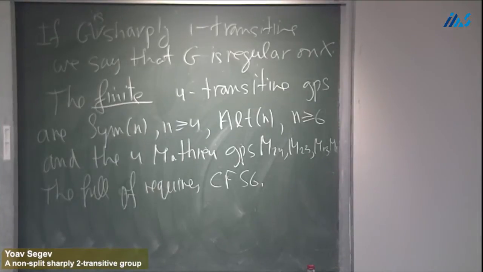I'm continuing with the introduction here. So here it's sharply or not? No, not sharply, just any four transitive. Any finite four transitive group is listed here.